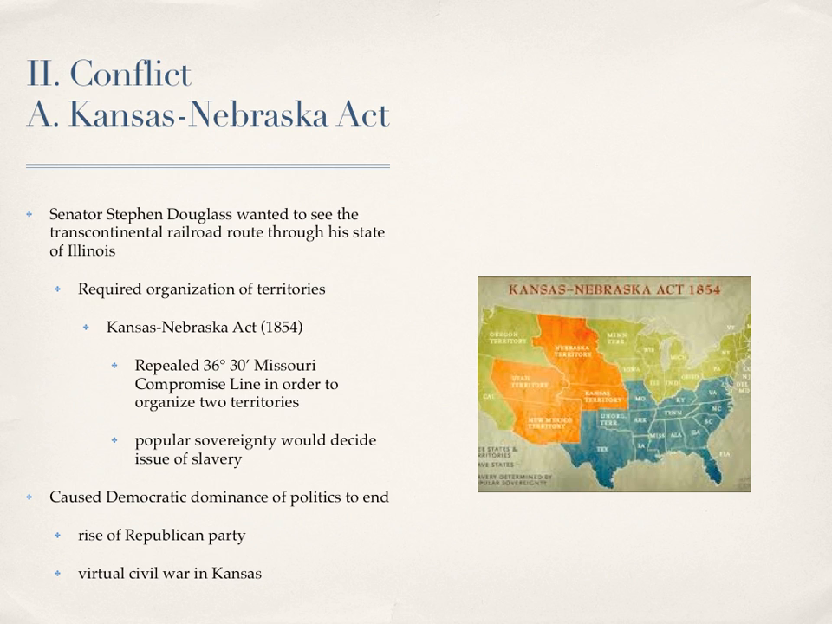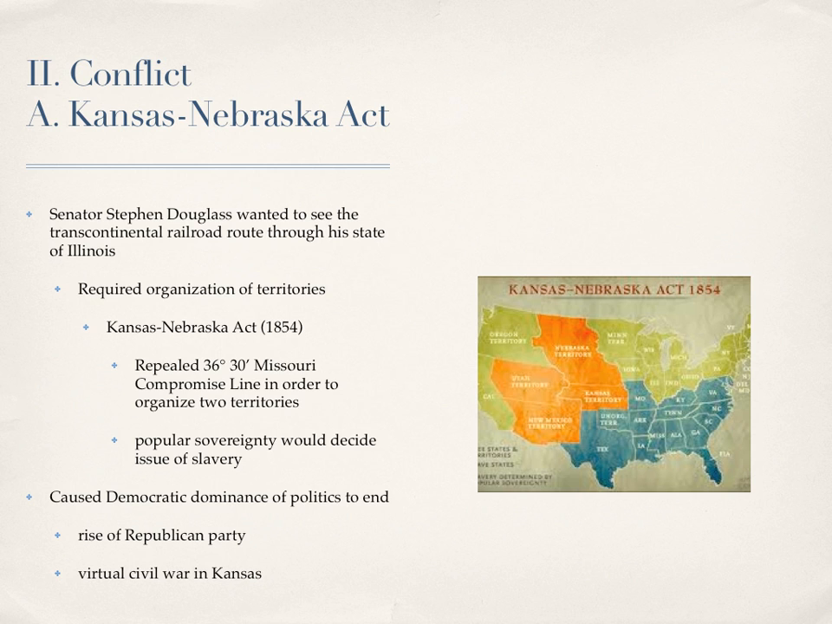Okay, Section 2, Conflict, the Kansas-Nebraska Act. We've already introduced Senator Stephen Douglas. He's a Democrat. He is from Illinois. He wants to see the Transcontinental Railroad go through his state, because if it goes through his state, that's going to be money for his state. It's going to be trade, building. It's just going to be a real boost to their economy. But this would require organization of the territories to kind of benefit the state of Illinois.